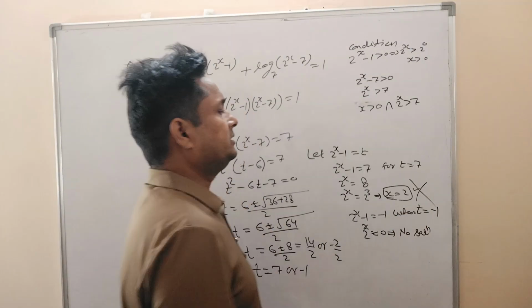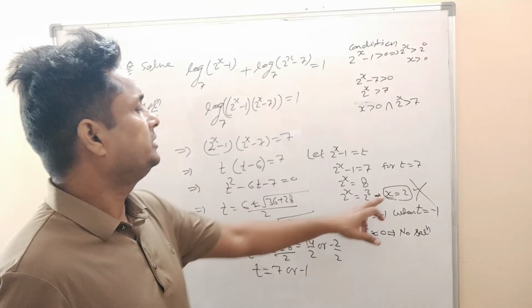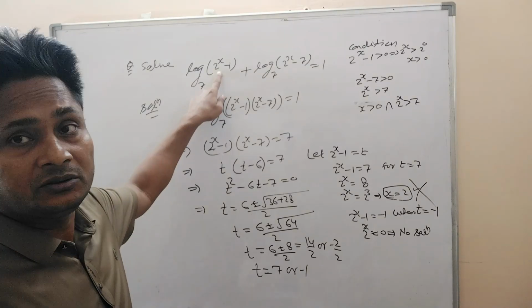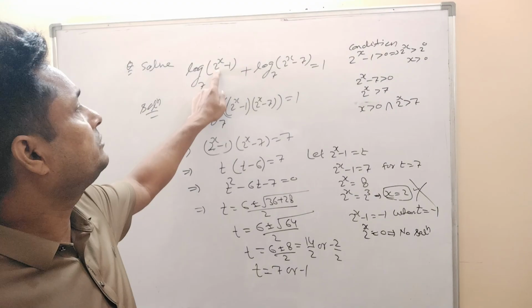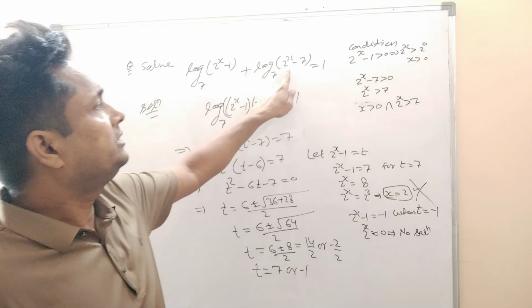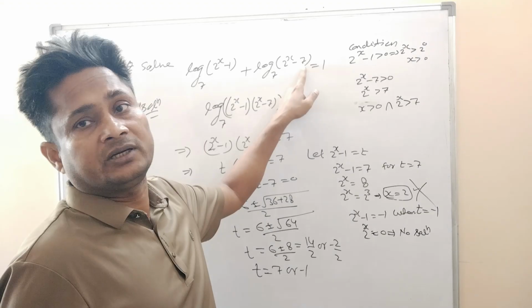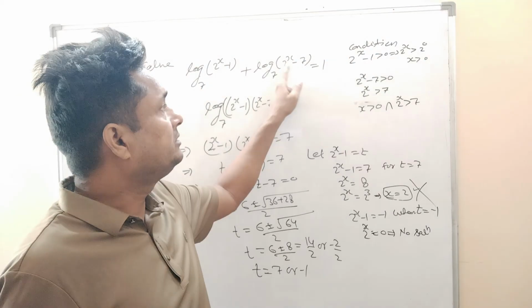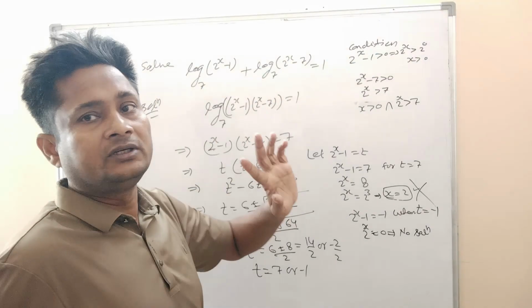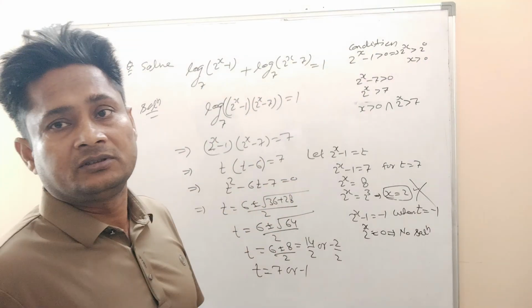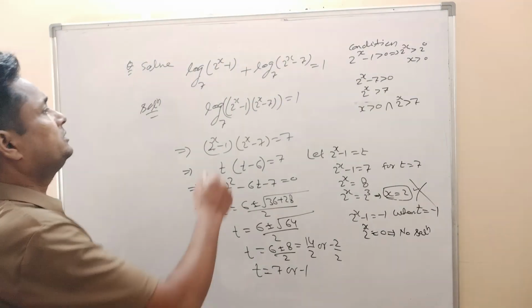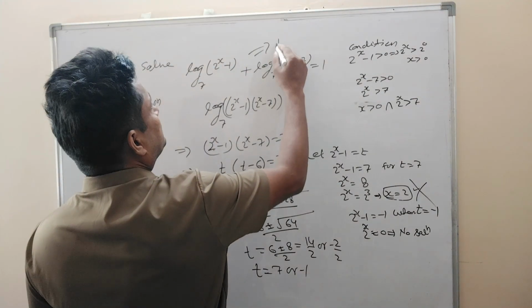This is also rejected. You can check from here also. If you put x is equal to 2 here, it will be 4 minus 1, true. But here if you put x is equal to 2, it will be 4 minus 7, which is minus 3, and the input value cannot be negative, right? So this is also not satisfying. That means no solution.